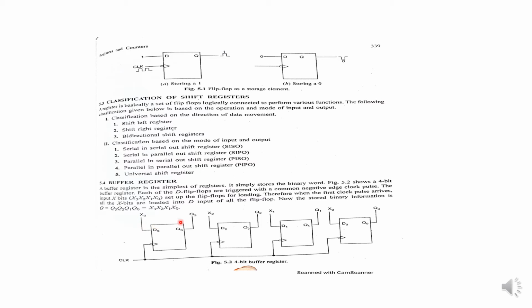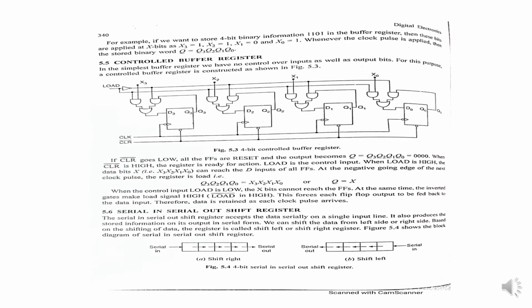These are the inputs, and q3 q2 q1 q0 are the outputs. Whatever is stored, the output is there. The data will be stored when the clock pulse is high. So if the clock pulse is high, whatever the input is, the input will go to the output. This is the simplest type of register, which is known as the buffer register. Move to the next slide.